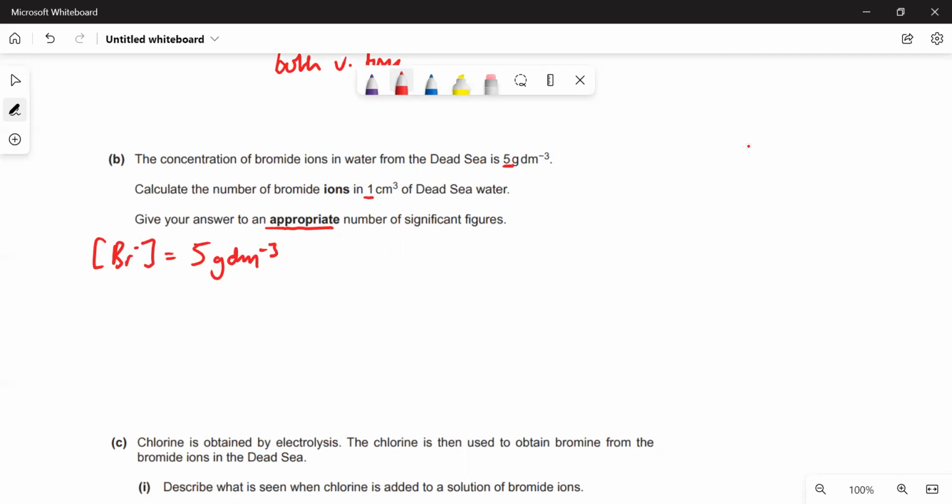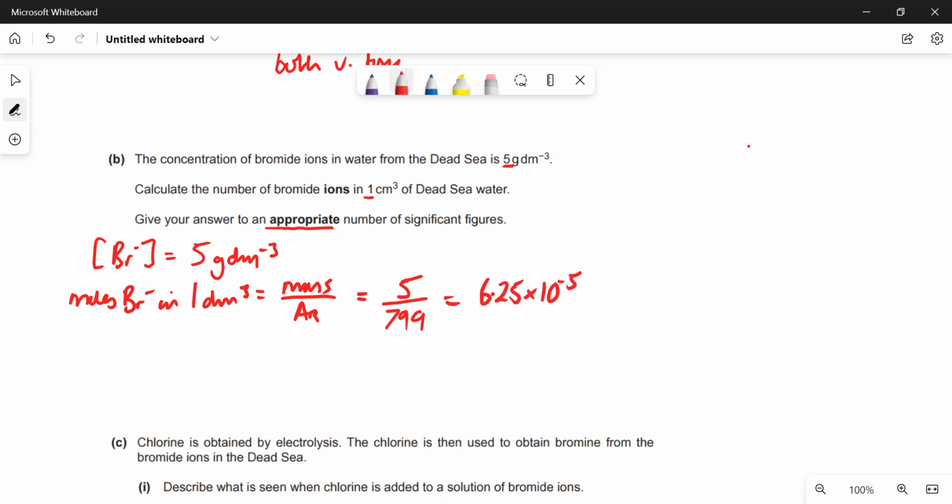So let's work out the moles of bromide in 1 dm cubed. That's equal to the mass over the AR of bromine. That is 5 grams over 79.9, which gives us 6.25 times 10 to the minus 5 moles.